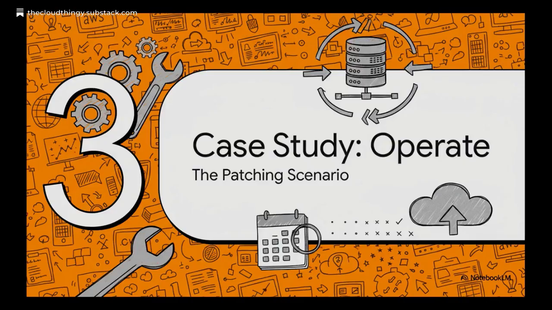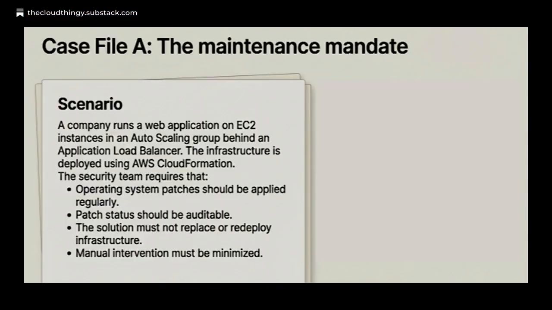This question is a classic one that's all about understanding the operational intent. Okay, so the scenario wants us to patch our instances, but you've got to read the fine print. We need to be able to audit patch status, and here it is, the big clue. The solution must not replace the infrastructure. That's a massive hint about what they're looking for.